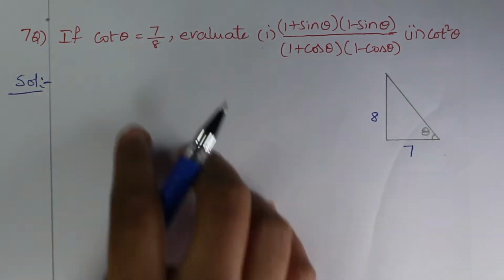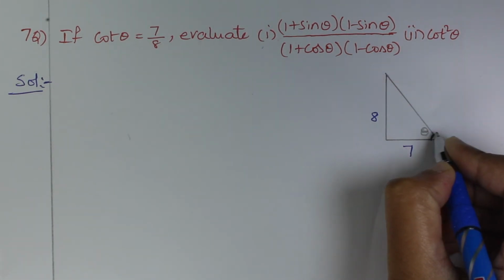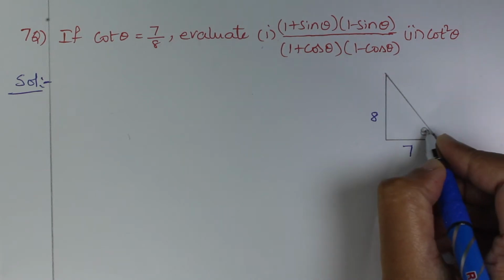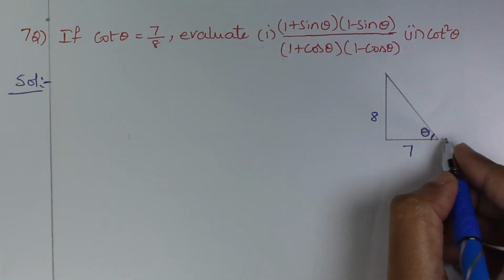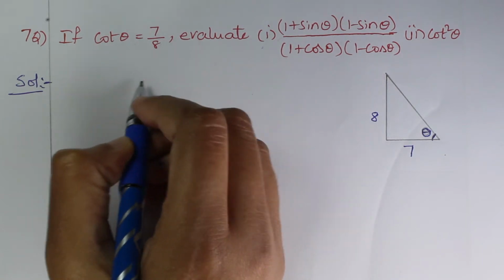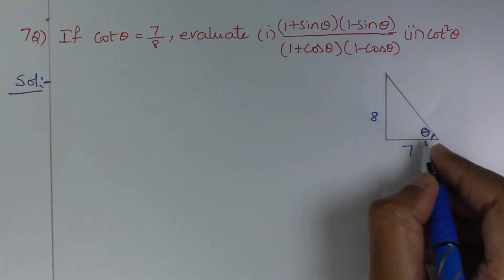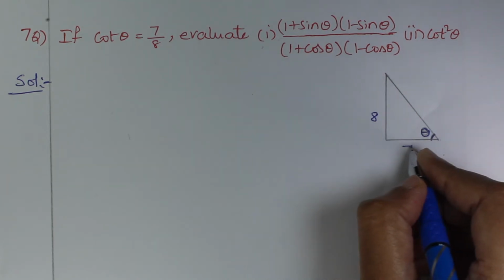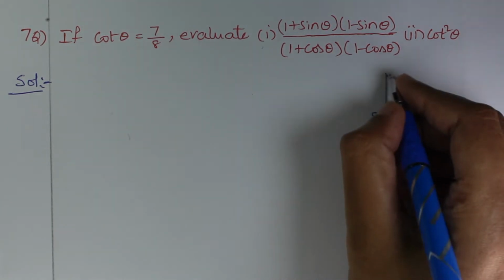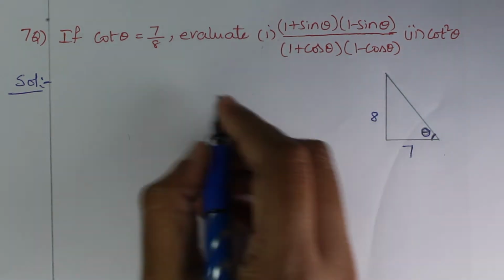It's given cot theta is equal to 7 by 8. So this is theta. Look at this triangle in the figure here. This is theta. So what is cot theta? It is equal to adjacent side by opposite side, right? So adjacent side is 7. The adjacent side to theta is this side. So this is 7 and the opposite side to theta is this side. This is 8. Now let's find out the value of hypotenuse.